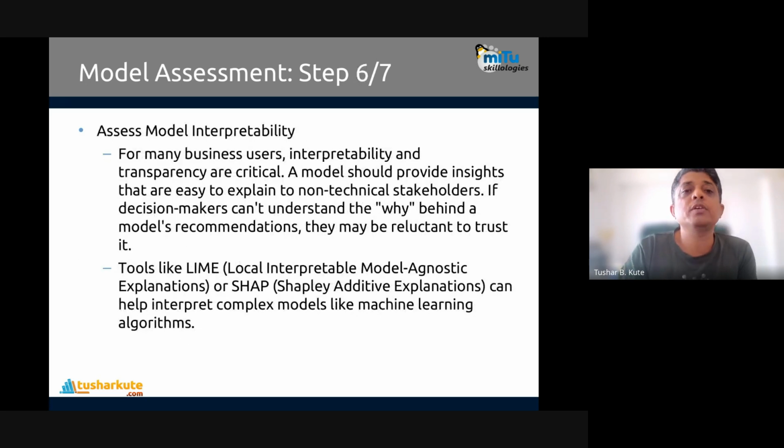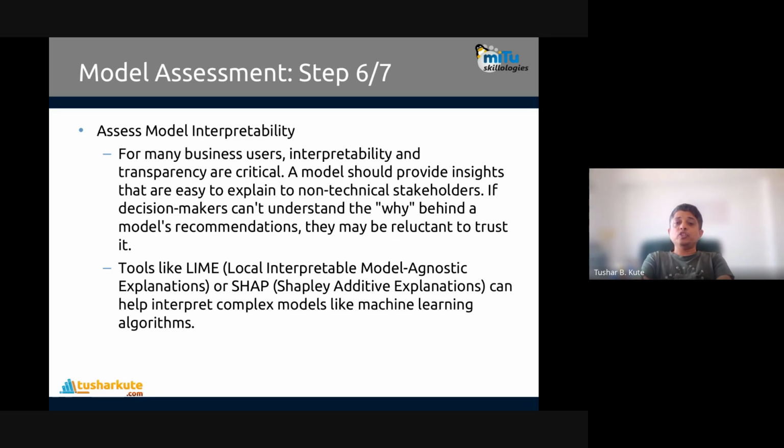Number 6, assess the model interpretability. For many business users, interpretability and transparency are critical. How do we interpret the reasons? Which kind of relations are there: linear, nonlinear, polynomial, exponential? That interpretation should be made. Models should provide insights that are easy to explain to non-technical stakeholders. If decision makers can't understand the why behind the model's recommendation, they may be reluctant to trust it.